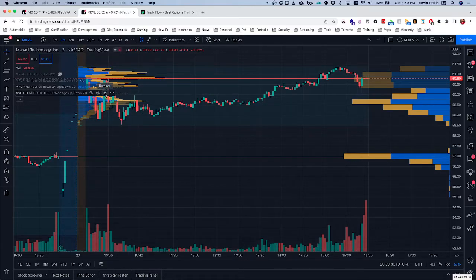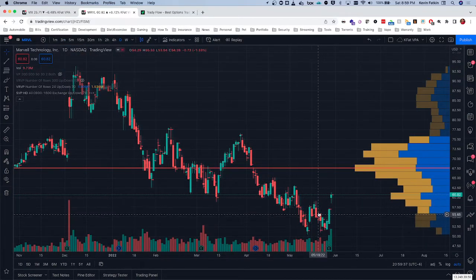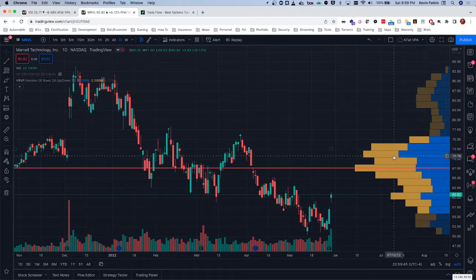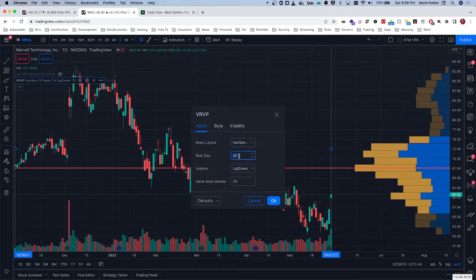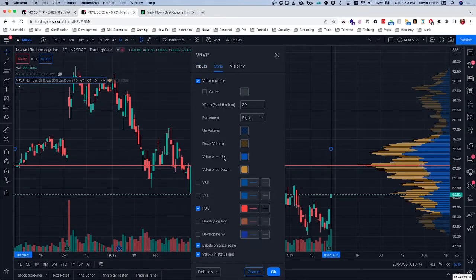But for now, for our analysis in this video, I'm going to take off the session volume profile because you can see it doesn't show up on the daily chart, which is what we're going to be using to define a lot of our levels here. The other thing is you have a bunch of big blocks here. I want better info than that. So I'm going to go into settings and set row size to 300. And we can leave everything else the way it is.